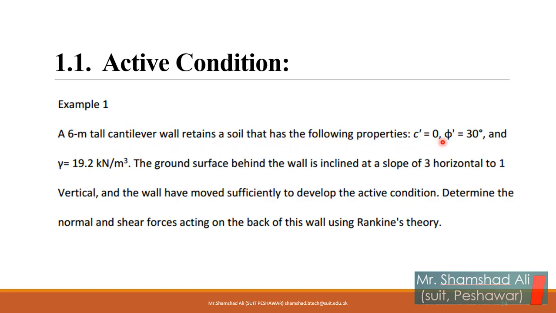Soil properties: cohesionless soil, angle of internal friction equal to 30 degrees, and unit weight is 19.2 kilonewton per meter cubed. The ground surface behind the wall is inclined at a slope of 3 horizontal to 1 vertical, and the wall has moved sufficiently to develop the active condition. You have to calculate the active earth pressure. Determine the normal and shear forces acting on the back of the wall using Rankine theory.